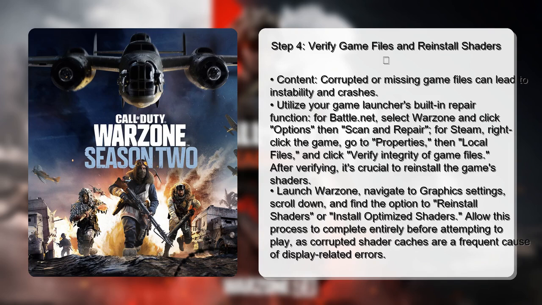Step four: verify game files and reinstall shaders. Corrupted or missing game files can lead to instability and crashes. Utilize your game launcher's built-in repair function. For Battle.net, select Warzone and click Options, then Scan and Repair. For Steam, right-click the game, go to Properties, then Local Files and click Verify Integrity of Game Files. After verifying, it's crucial to reinstall the game's shaders. Launch Warzone, navigate to Graphics Settings, scroll down and find the option to reinstall shaders or install optimized shaders. Allow this process to complete entirely before attempting to play, as corrupted shader caches are a frequent cause of display-related errors.